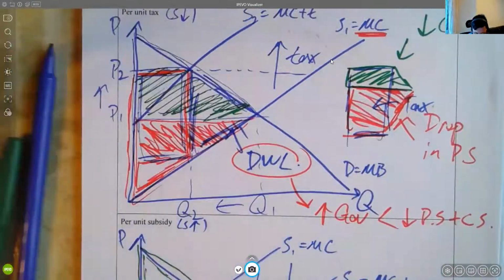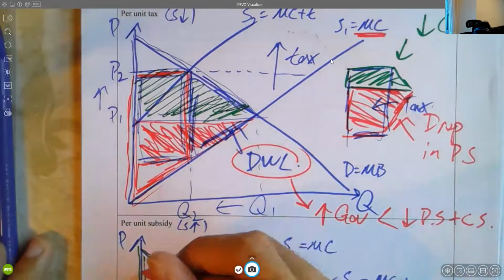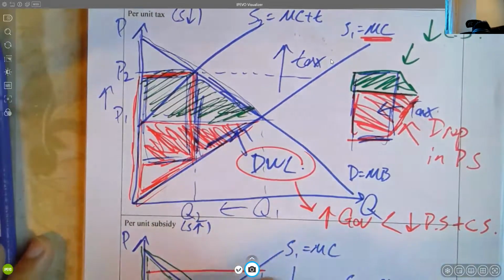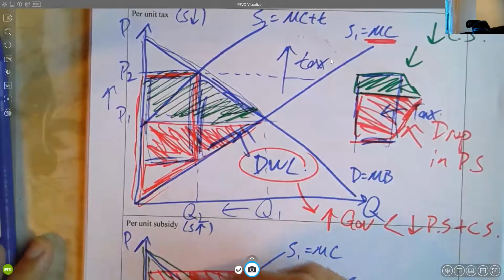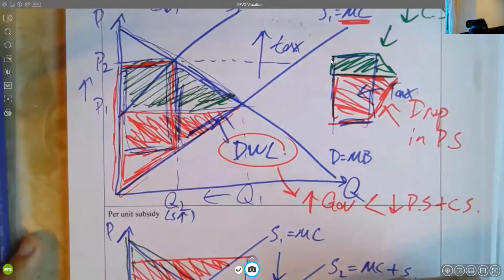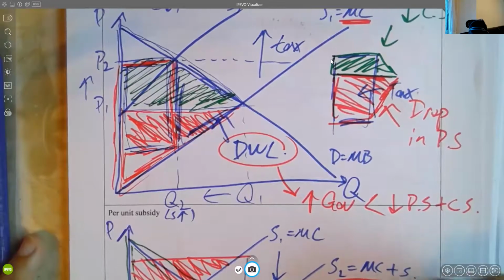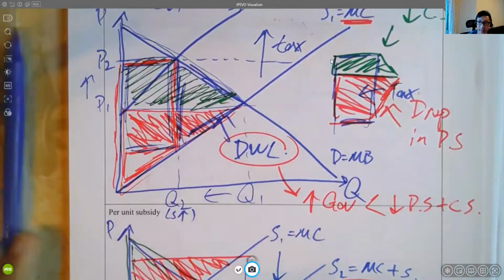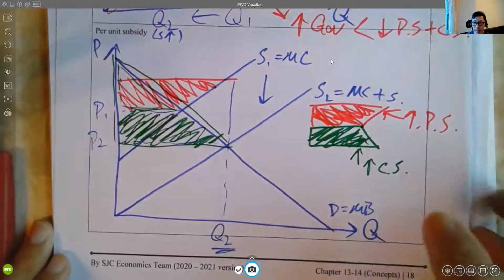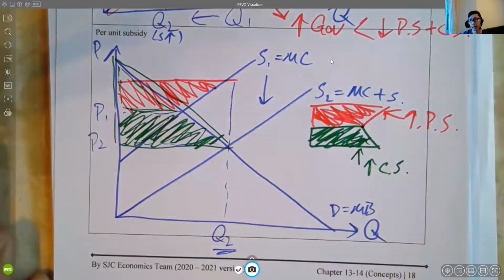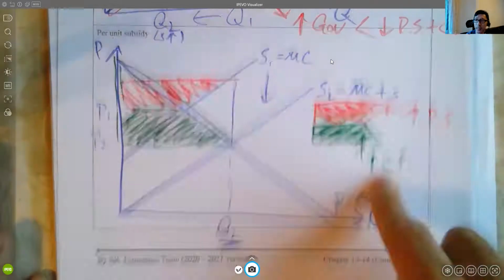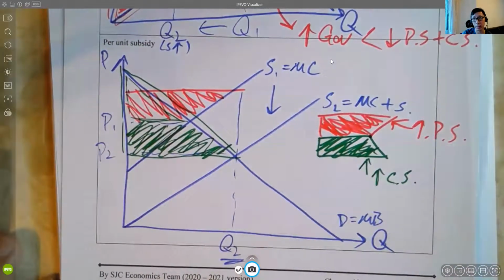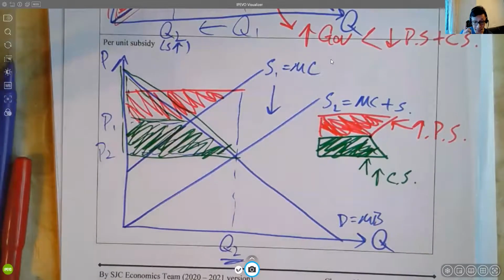So, let's go back to our diagram. So, the increase in PS would actually be right here. This guy, right? This guy would be our increase in PS. So some of you are thinking, hey, PS increase, CS increase. Then what is the loss? Isn't it a gain now?